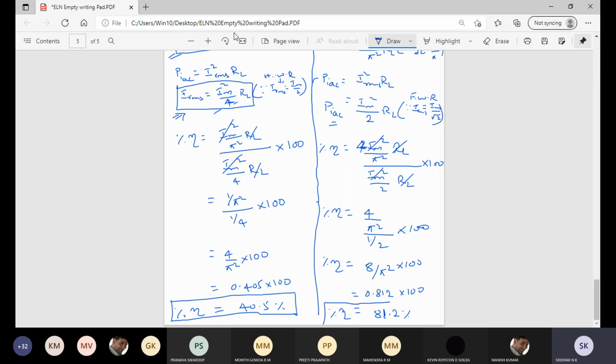This is the percentage efficiency of the full-wave rectifier. Now you can differentiate between half-wave and full-wave rectifier efficiency. Half-wave rectifier efficiency is 40.5%, whereas full-wave rectifier efficiency is 81.2%. Means it is double. Okay, it is double. So we'll stop here and we'll see all other derivations, one or two derivations, in the next class.